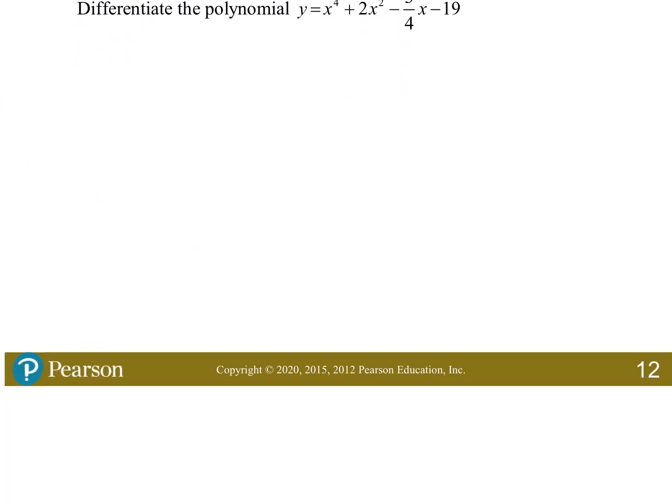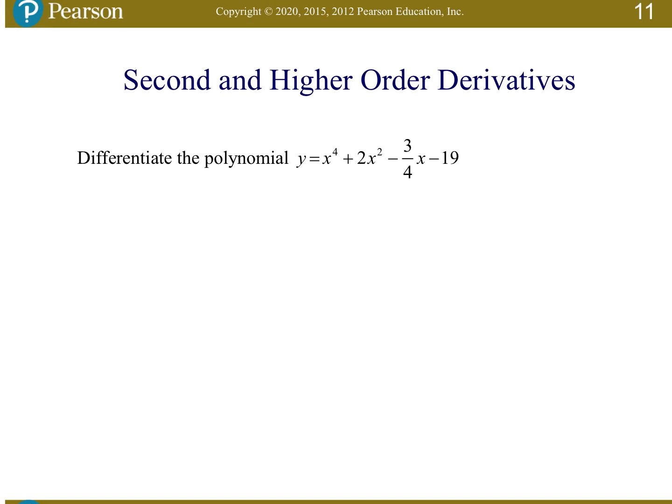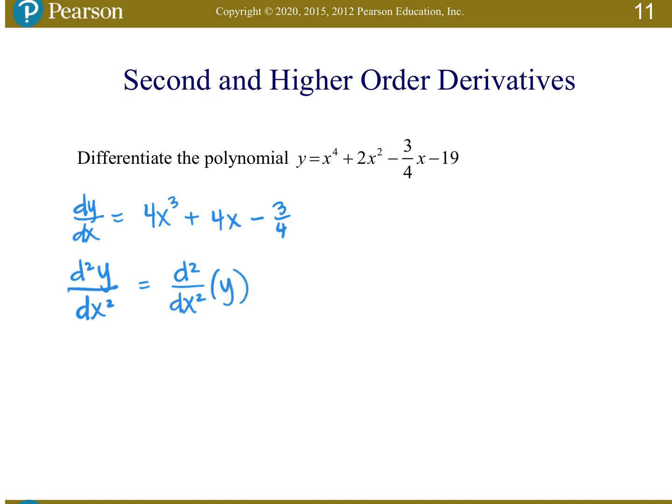And so if we're looking at this derivative, we would see how many derivatives we can take. The first derivative, dy dx, would be 4x to the third plus 4x minus 3/4. The second derivative, the notation, remember the 2 goes after the d, and then the dx squared. Another way to write that is d2 over dx2 of y. That would be the same thing, the second derivative with respect to x of the original function y. So the second derivative would be 12x squared plus 4.